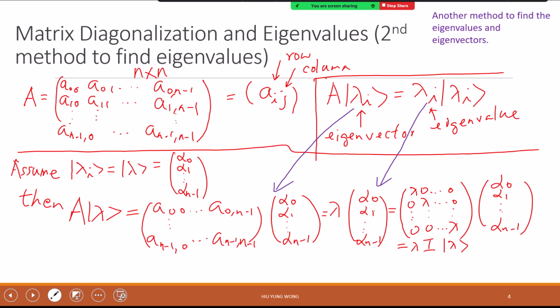So all I want to say here is that now I can combine it. On the left is A times lambda I, equals lambda times I times lambda I, yeah?